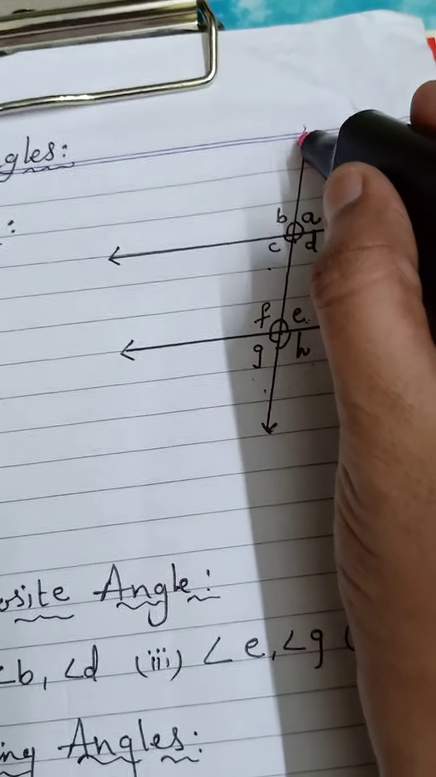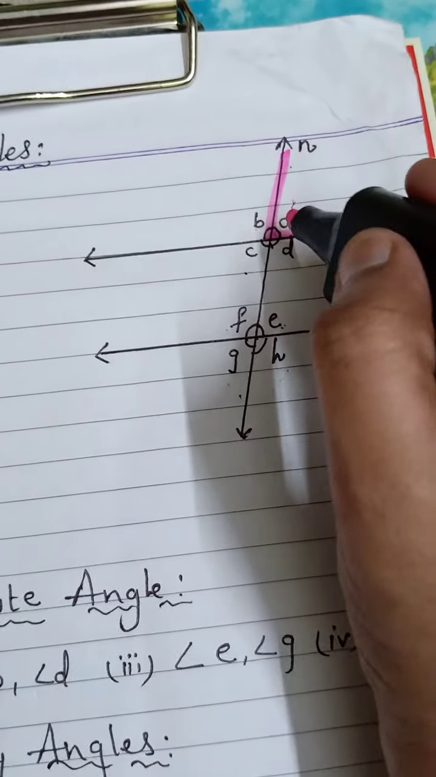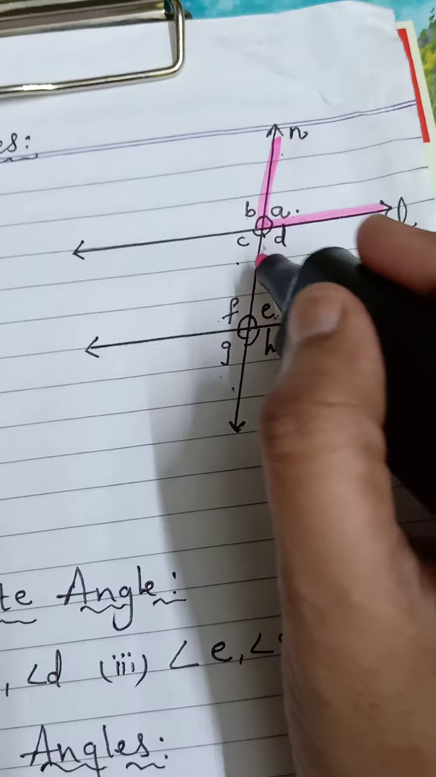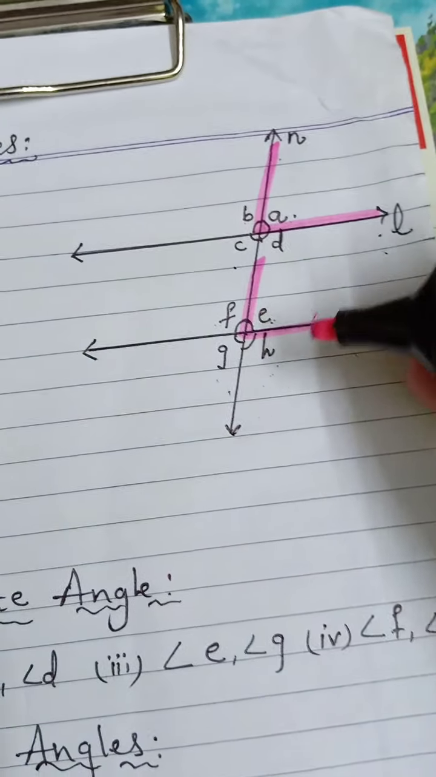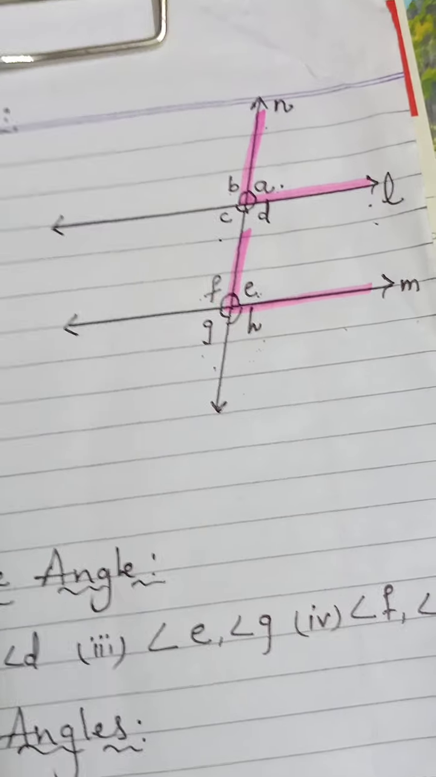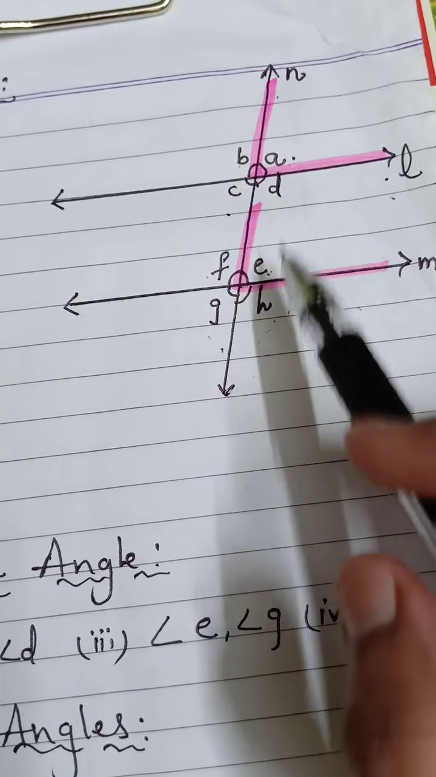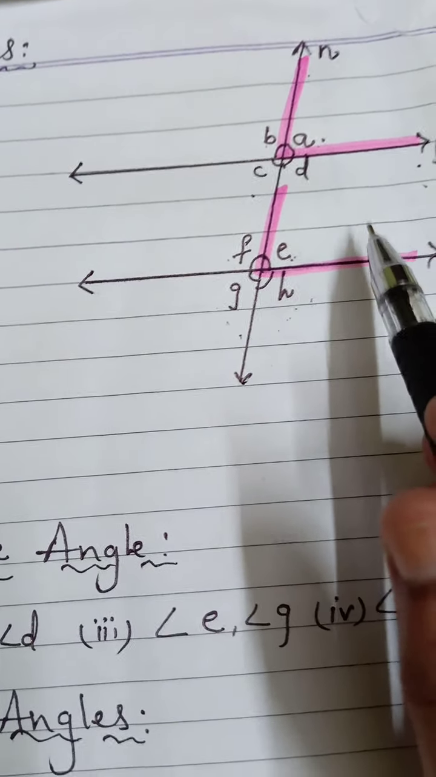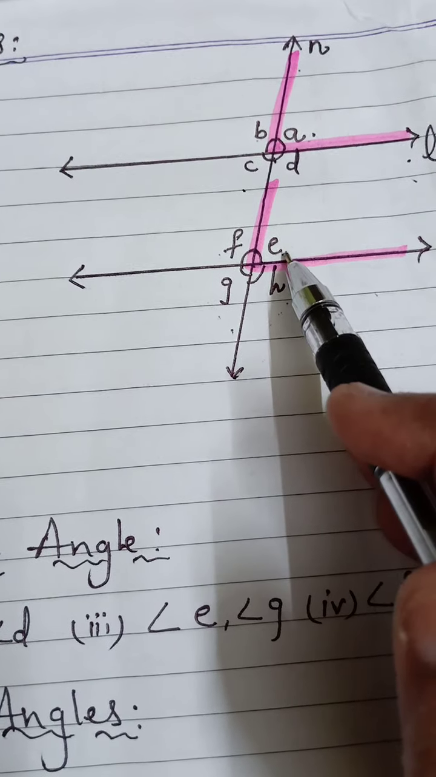See here, if I take angle A, it is on the right side, above the line L. Similarly, angle E is on the right side, above the line M. So it is at the same position. The angles which are at the same position on both lines are called corresponding angles. In this way, angle A corresponds to angle E.